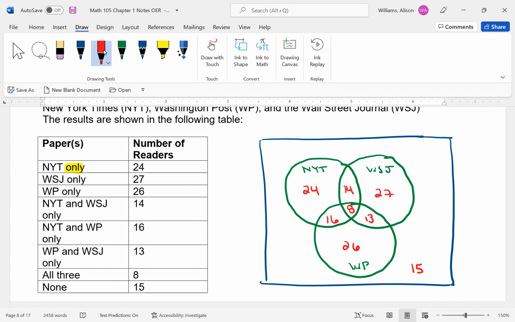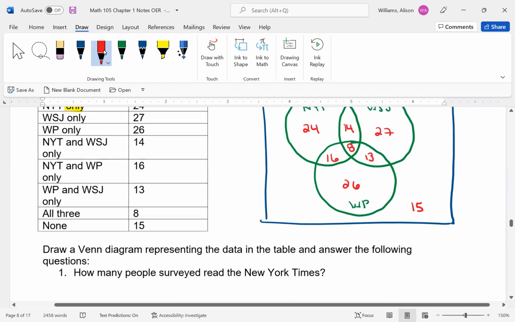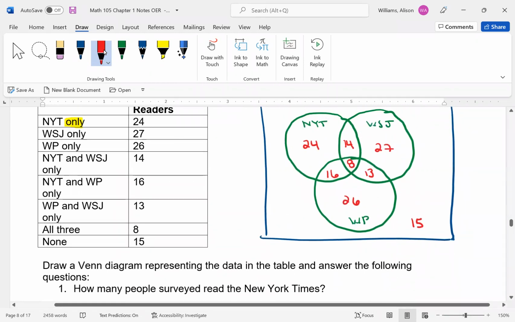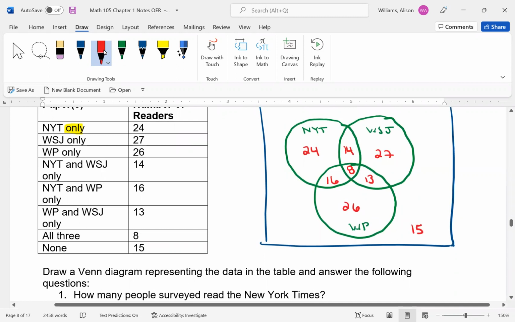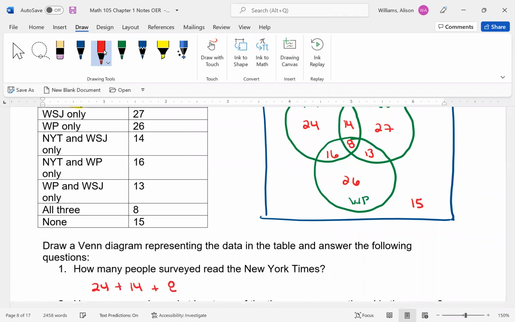So let's answer some questions about this. How many people surveyed read the New York Times? So I see that there's actually quite a few people, and there's not just 24. There are people who read the New York Times who just happen to also read other newspapers. So I have to include all of that information. In other words, it's going to be 24 plus 14 plus 8 plus 16. So all of those people read the New York Times. If you grab your calculator and total that up, I happen to get 62.